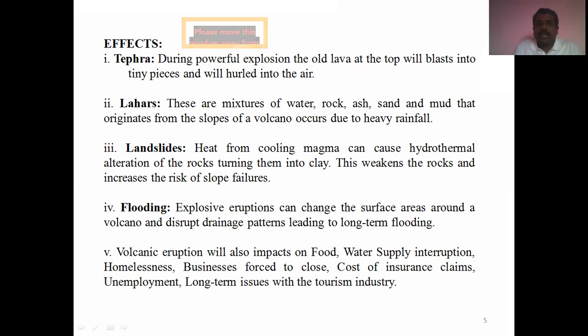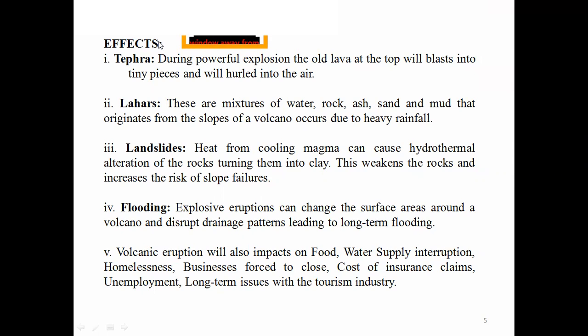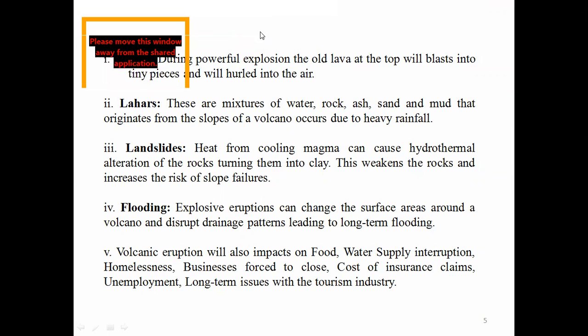Next, what are the effects? What are the different portions of it? First, tephra. During a powerful explosion, the old lava at the top will burst into tiny, small pieces, and those small pieces will burst into the air. This will also cause some air pollution. Next, lahars. These are a mixture of water, rock, ash, sand, and mud that originate from the slopes of the volcano due to heavy rainfall. So because of the heavy rainfall, these are the lahars.